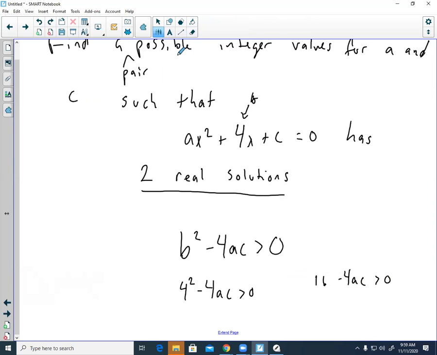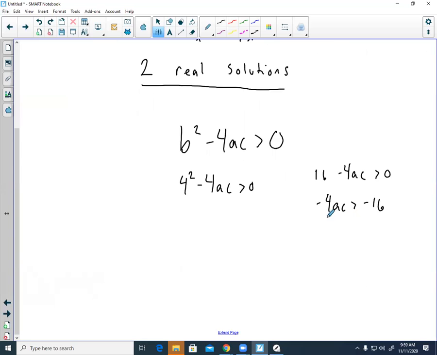So 16, I'm going to subtract 16 from both sides. So I'm going to get 16, or no, hang on. I'm all frazzled now. So I'm going to get negative 4ac is greater than negative 16. I can't even write. And now what I need to do is just solve this part. So now I'm going to divide by negative 4. Now someone please tell me what happens when I divide by a negative with an inequality. It flips the inequality sign. I have to flip the sign, right? So it's going to be ac is less than 4.